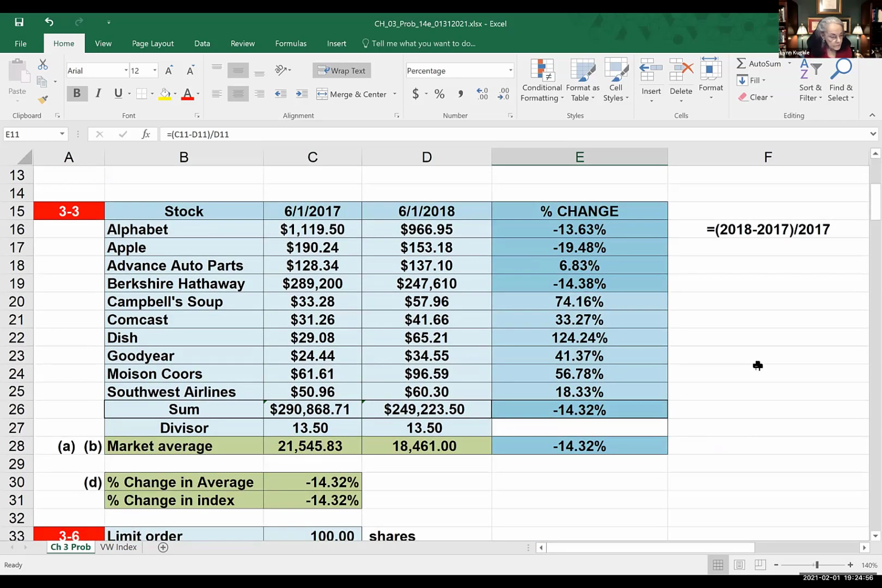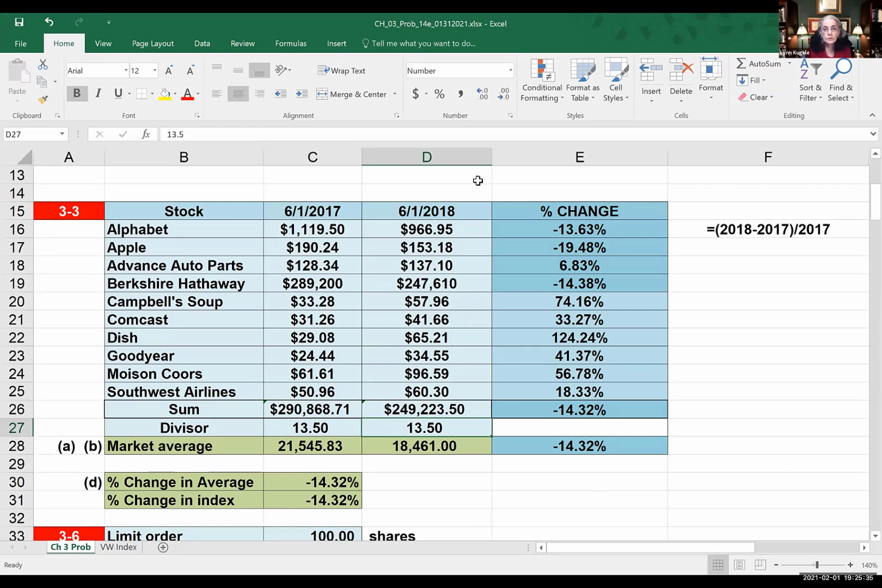Okay. Number 3 says, imagine that you want to create your own stock index to measure the performance of the stock market over time. You decide to use a methodology similar to that used to calculate the Dow. Your index will contain 10 stocks carefully selected from different industries. The price of each stock is given on June the 1st, 2017, and June the 1st, 2018. For simplicity, assume that during the year, no stock splits, nothing happened, and that would require an adjustment of the divisor, which is 13.5. So the divisor is going to stay the same.